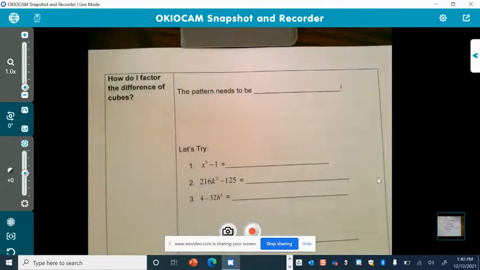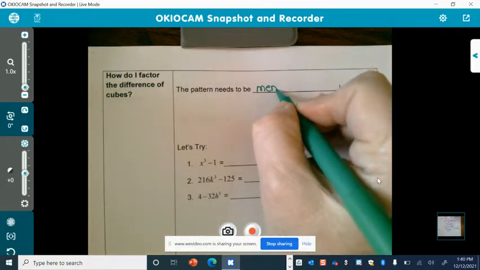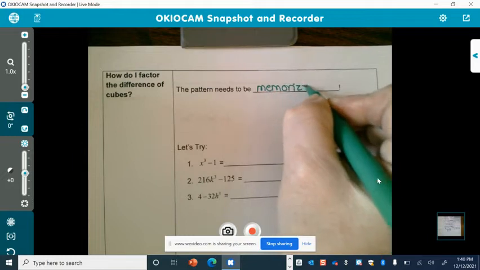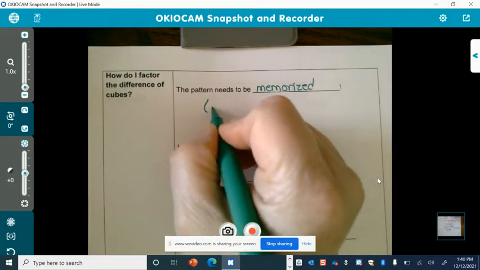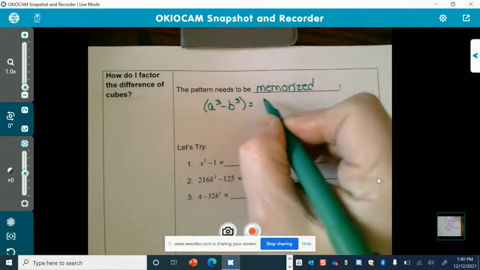Okay, so now let's look at the difference of cubes. And the good news is that it is the same pattern. So we need to memorize this. And we're going to have a cubed minus b cubed this time.